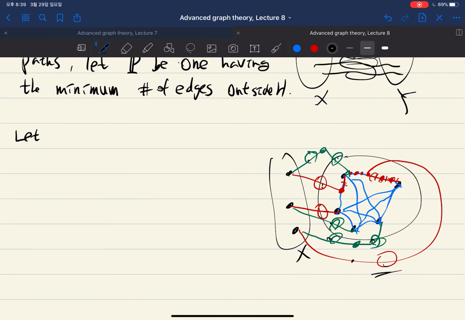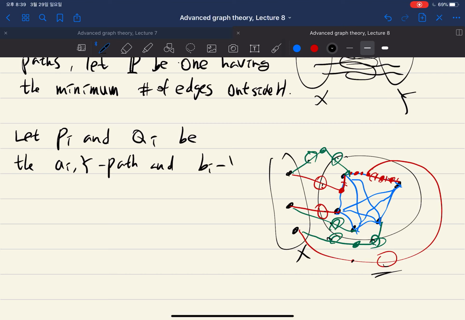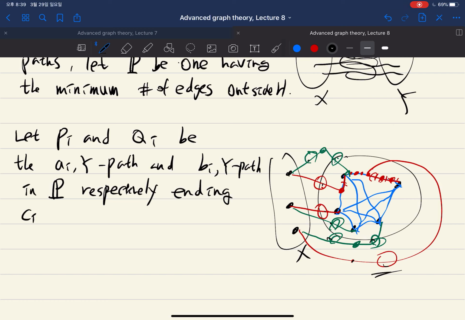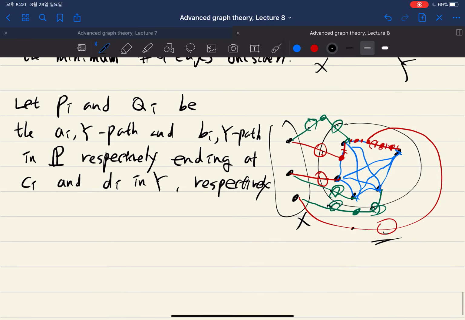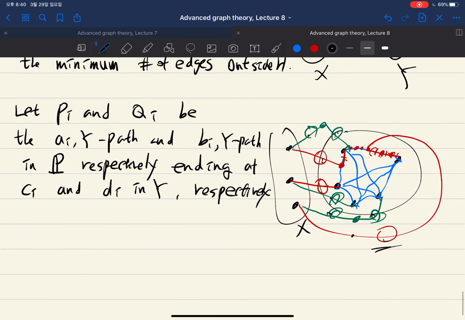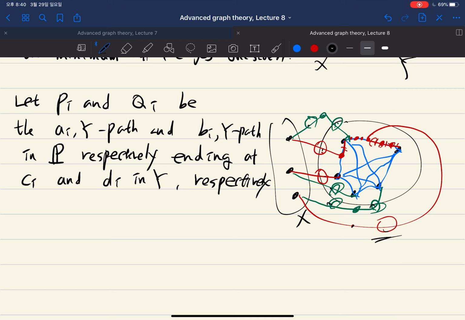And let P_i and Q_i be the paths between A_i and Y, and B_i and Y, in this collection P, respectively, and let's call the end vertices of those paths C_i and D_i in Y. Sorry, I said C_i, and it seems that my MacBook thought I was calling Siri. Anyway, now we want to construct the A_i B_i paths using this.